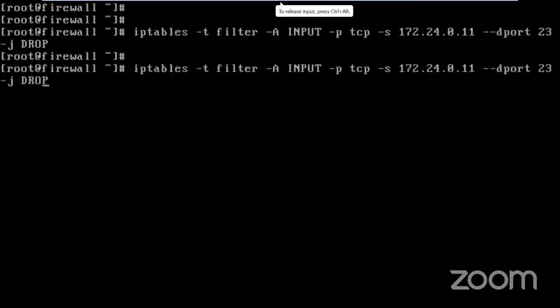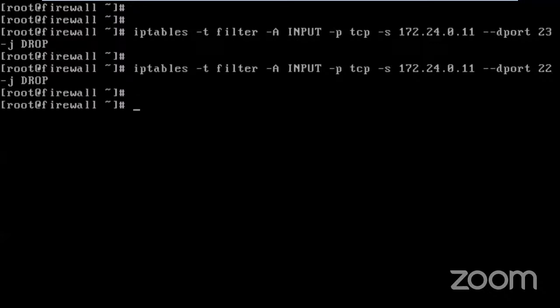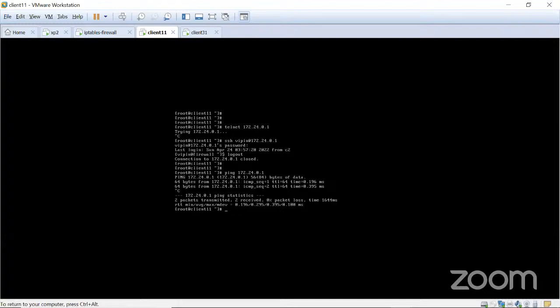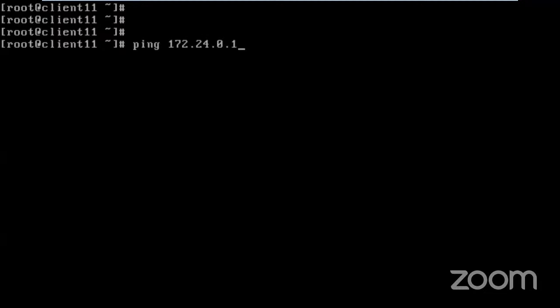Now in my case, I want to block SSH also. So the same rule, I'm just going to write 22 here. Now what is going to happen? Let us go to our 11 system. Let me clear the screen. Now even SSH is not working. What about telnet?